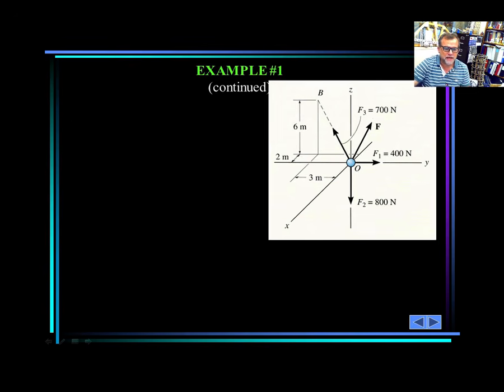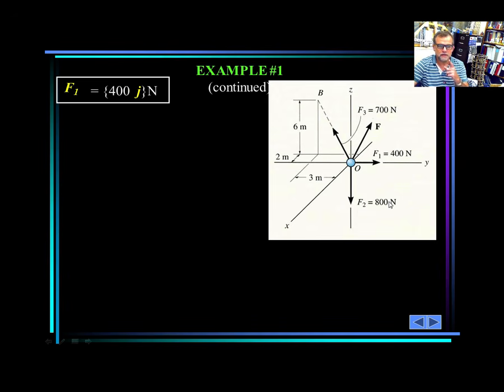Okay, let's start. F1, what do you know about F1? For F1, we know that it's working in the y direction, so it's going to be positive y direction. 400 is the magnitude, so F1 is going to be 400 j because it acts in y. Now, what do we know about F2? F2 is this one here. Once again, F2 is acting in the z direction, but it's negative because this is the positive direction, this is the negative direction. So F2 is going to be negative 800 k. Very good.